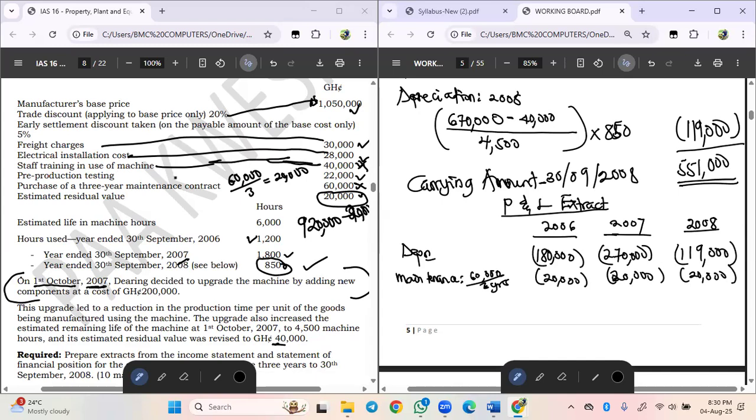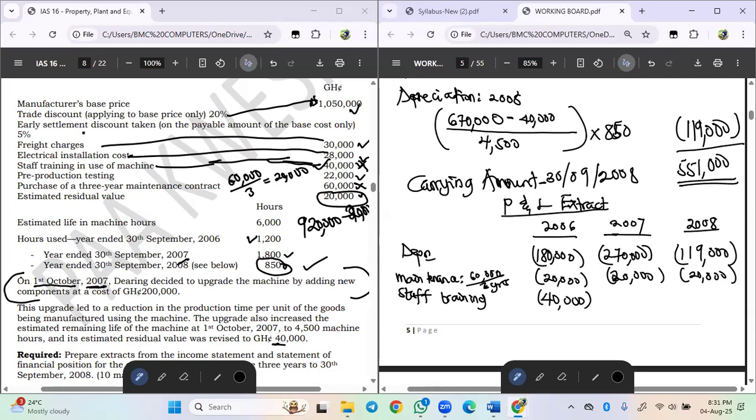Staff training cost, the one that we didn't capitalize, we will expense it. Staff training costs are added to our expenses. So staff training was what? 40,000. That one is just in the first year. This one too is an expense.